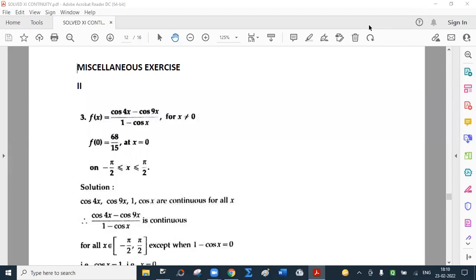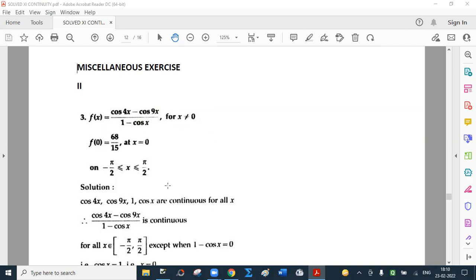Second question. Discuss the continuity of the following functions at the point or points or on the interval indicated against them. Let us discuss the third one. f of x is (cos 4x minus cos 9x) upon (1 minus cos x), x not equal to 0, f of 0 is 68 upon 15 at x equal to 0, on the closed interval minus pi by 2 to pi by 2.